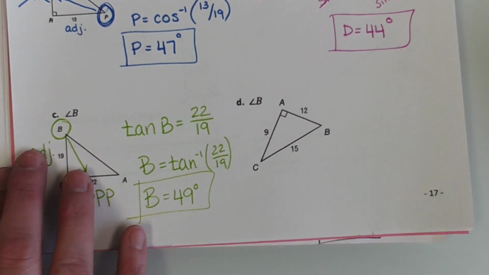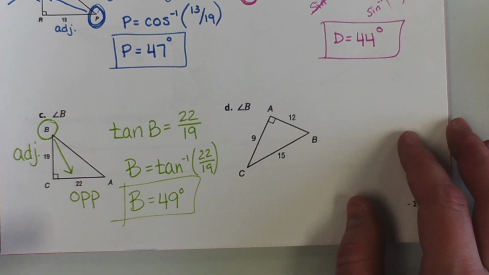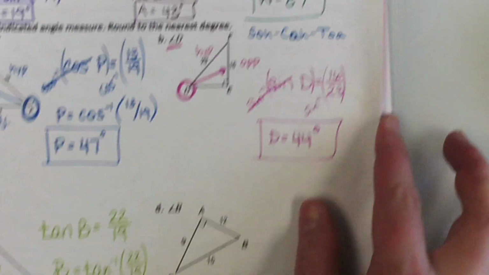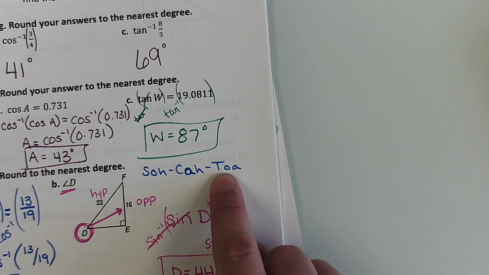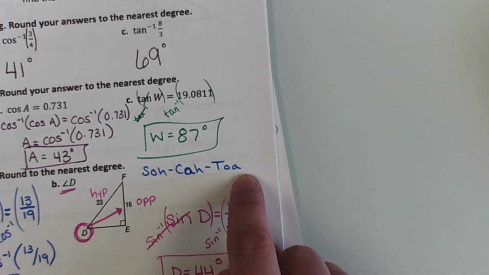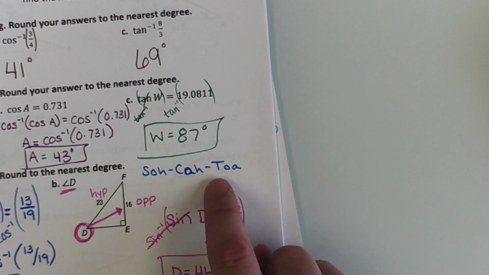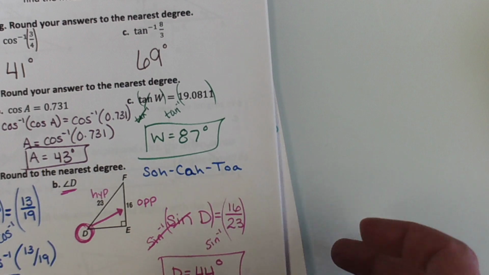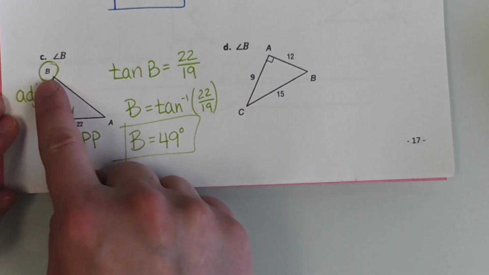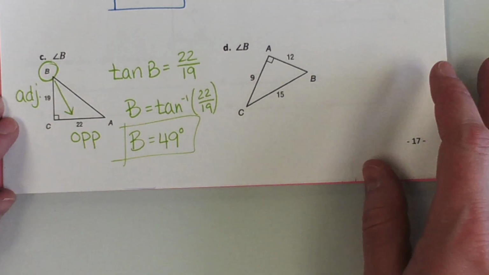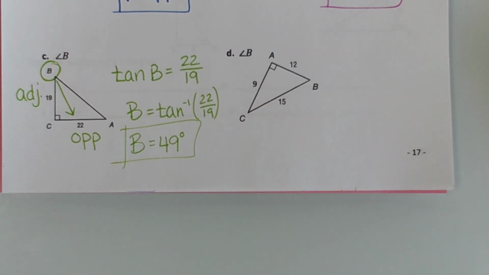Why is the 22 on top of the 19? Because it's opposite over adjacent. Because TOA, the first letter, tells us which trig ratio. O tells us which one goes on top. A, the third letter, tells us which one goes on bottom. So tangent is always opposite divided by adjacent. And it was the opposite because B is what we focused on. If you did it the other way around, you accidentally solved for angle A, which you should have gotten 41 degrees, but this one should be 49.